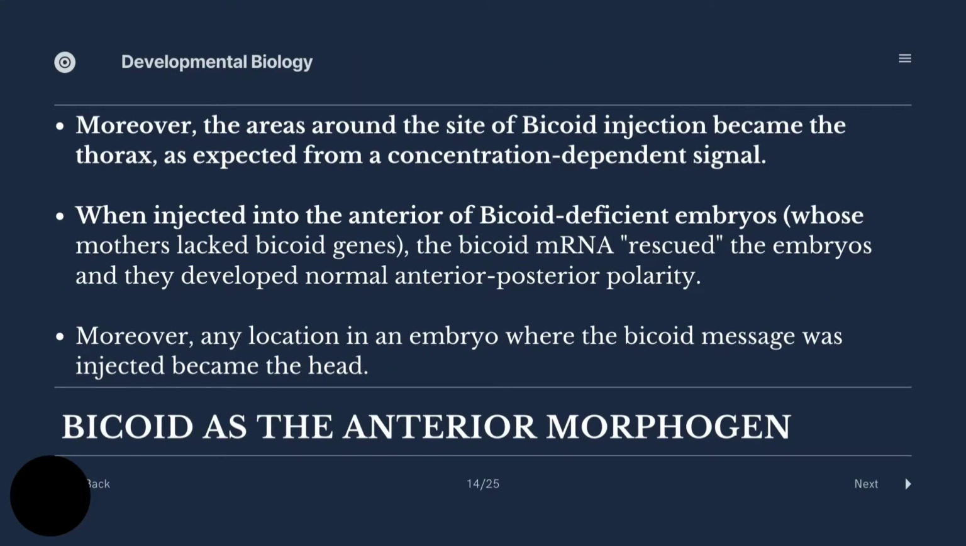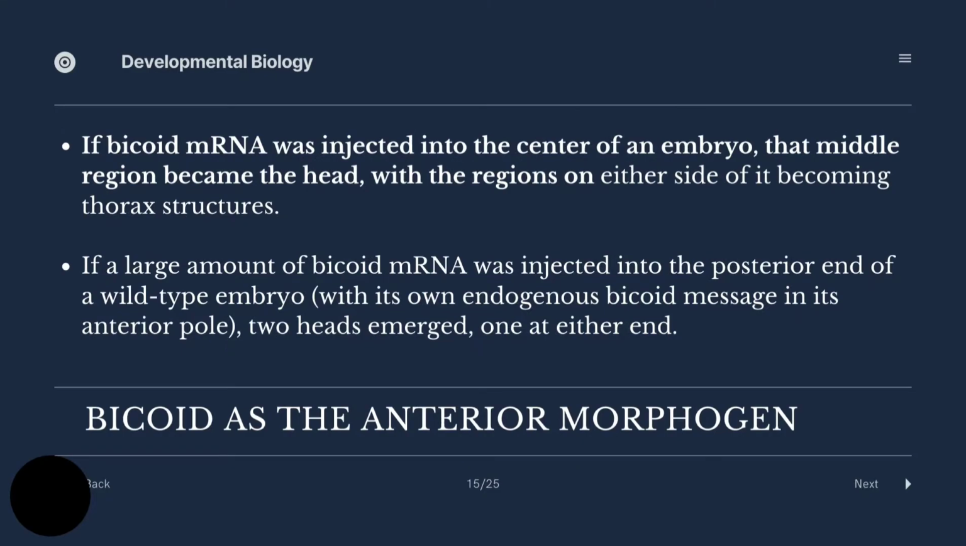Moreover, the areas around the site of the bicoid injection became the thorax. And when injected into the anterior of the bicoid deficient embryo, the bicoid mRNA rescued the embryos and they developed a normal anterior polarity. And moreover, any location in an embryo where the bicoid message was injected became the head. If bicoid mRNA was injected into the center of an embryo, the middle region became the head, with regions on either side of it becoming the thorax structures.